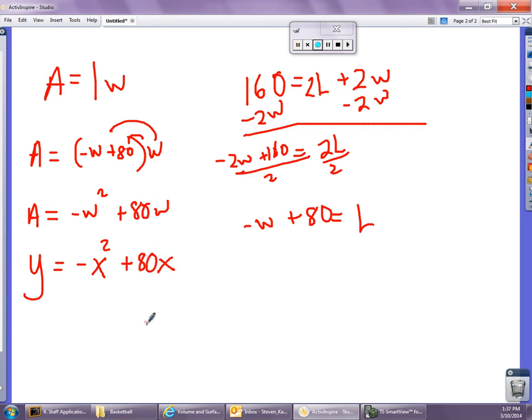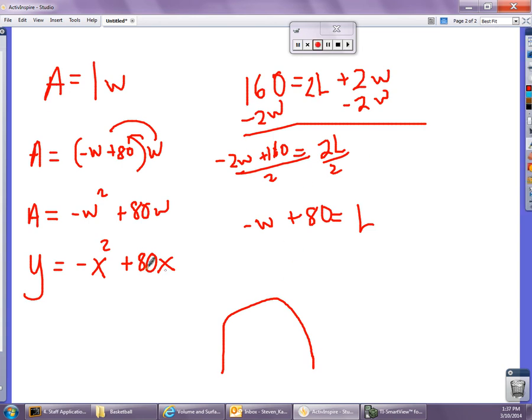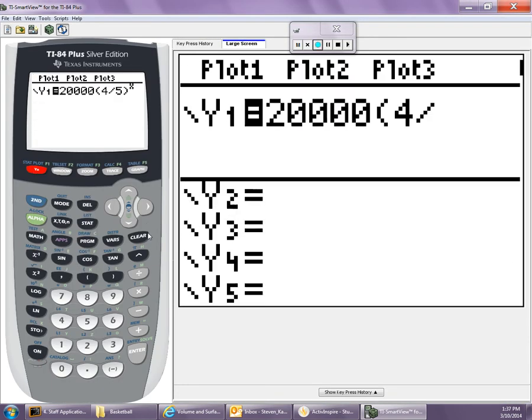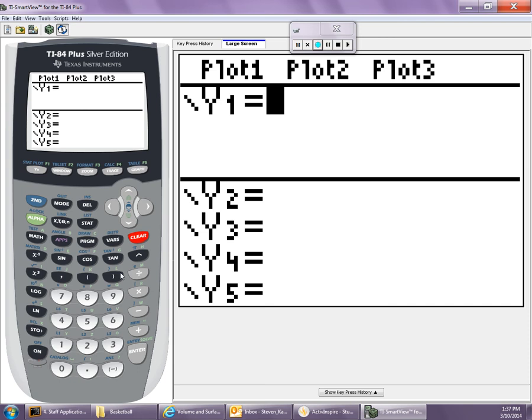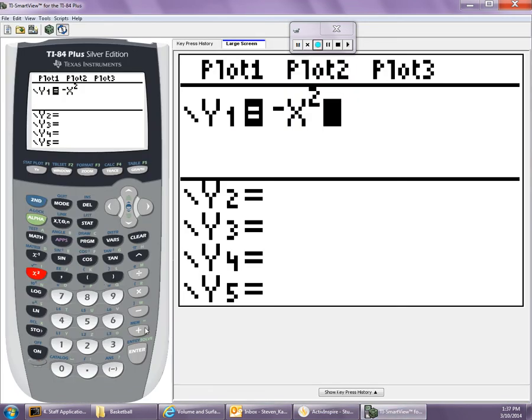Now if I go into my calculator and use this quadratic equation, this will give us a parabola so that my perimeter is always 160, but it will show us the different options you would have for the area depending on what the width is. So go to my calculator, go to Y equals, clear this out, and the equation was negative X squared plus 80X.